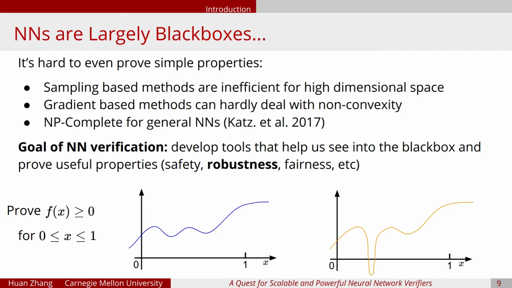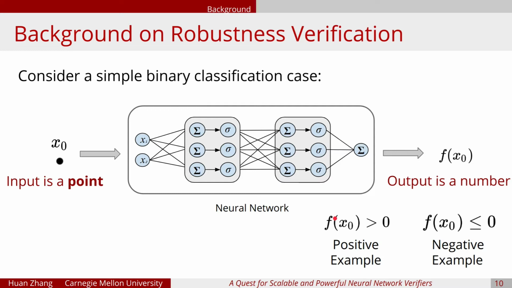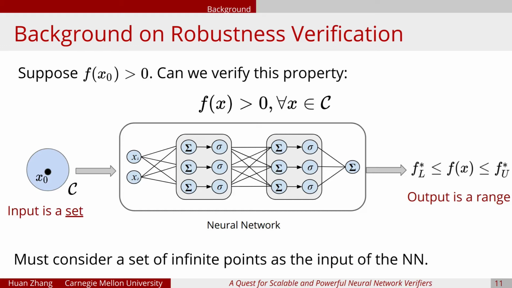In this talk, I will mostly focus on robustness properties, but the same principle can also be applied to other settings. Consider a very simple binary classifier, where we have input x0, and the output after the neural network is f(x0). We call f(x0) a positive example if it's greater than 0, and a negative example if it's less than 0. In the robustness verification problem, the input is a set around x0 rather than a single data point, and we want to show some property of the output. Because the input is a set, the output is a region: a range between f_L* and f_U* rather than a single number.